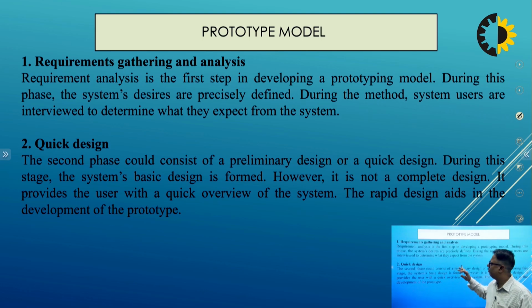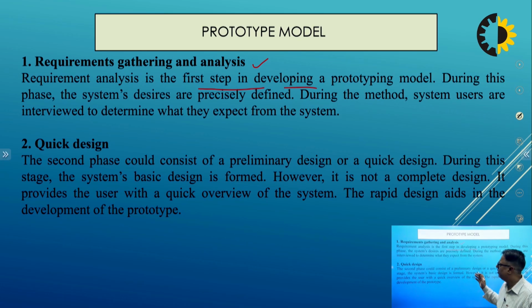Now these are the phases used in the prototype model. First one is requirement gathering and analysis. We have different methods for requirement gathering and analysis. We have to conduct workshops, conduct interviews between the development team and customers, provide questionnaires, and hold one-to-one meetings. So requirement analysis is the first step in the development phases of the prototype model.